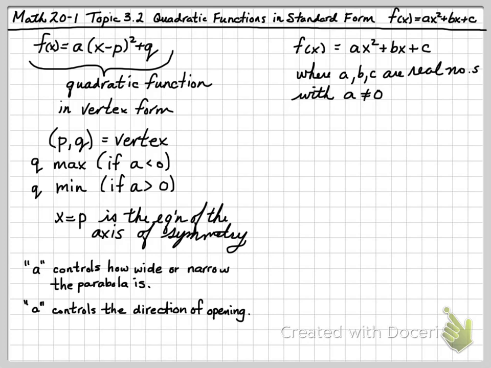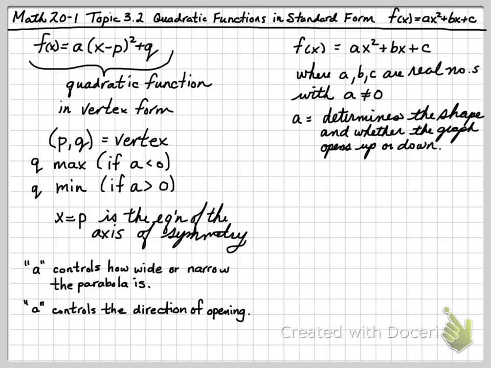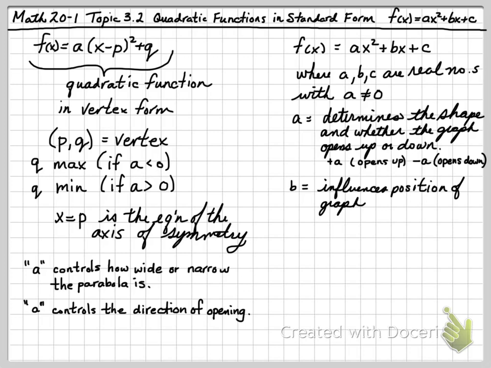Now, f of x equals ax squared plus bx plus c is our quadratic function in standard form. Same equation, but a different form. Now this time, a, b, and c are still real numbers. a can't be 0. Again, a will determine the shape of the graph and whether it opens up or down. Of course, if a is positive, it opens up, and if a is negative, it opens down. b is just going to influence the position of the graph on our plane, and c is always going to be the y-intercept of the graph.